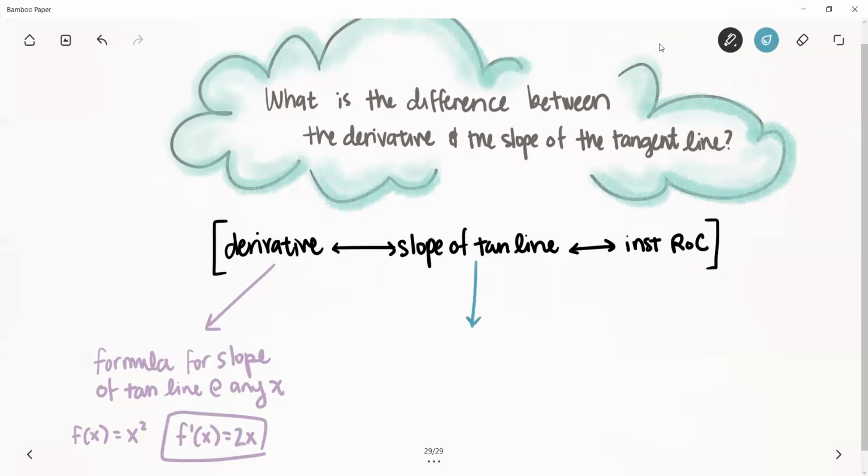The slope of the tangent line, which we know means you're dealing with the derivative, but in many instances, when we phrase it like this, you're also going to be asked to find it at a specific point. So it's like the derivative formula, but plugging in your x value might be an extra step.